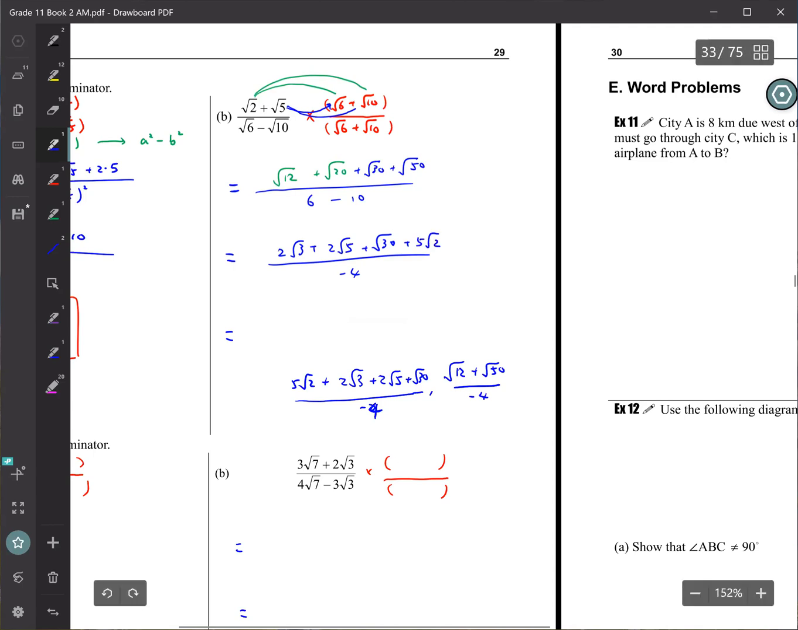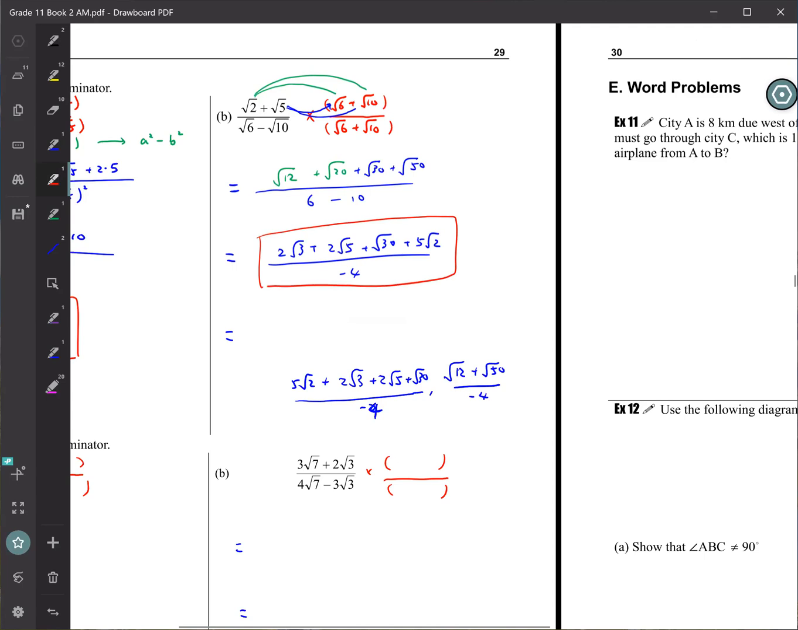Okay. And then you look at the inside. We have root 3, root 5, root 30, and root 2, nothing the same, right? So there's no like terms, or like radicals, so we cannot combine anything. So even though it looks weird, you still have to call it the answer, right? Okay. So let's erase that.